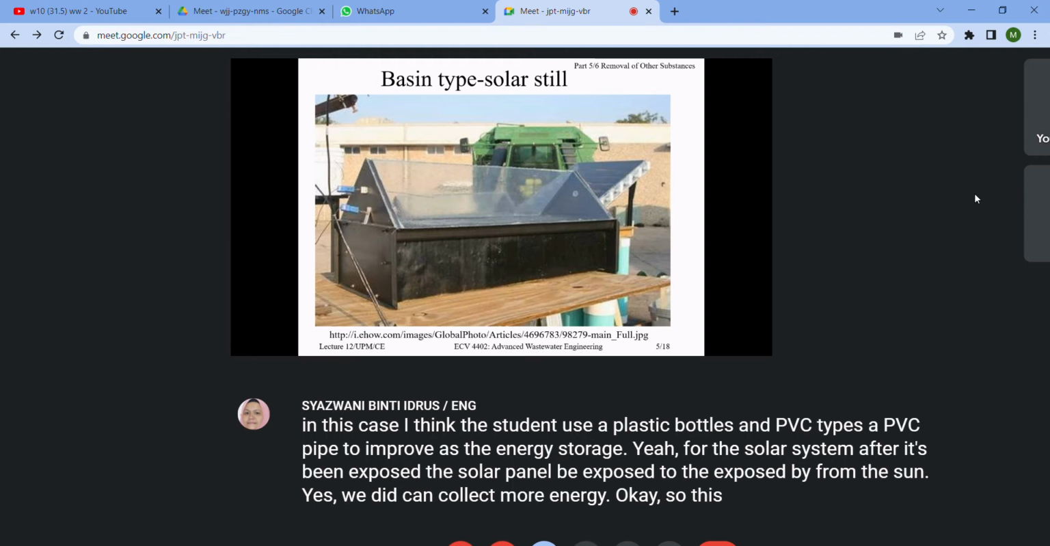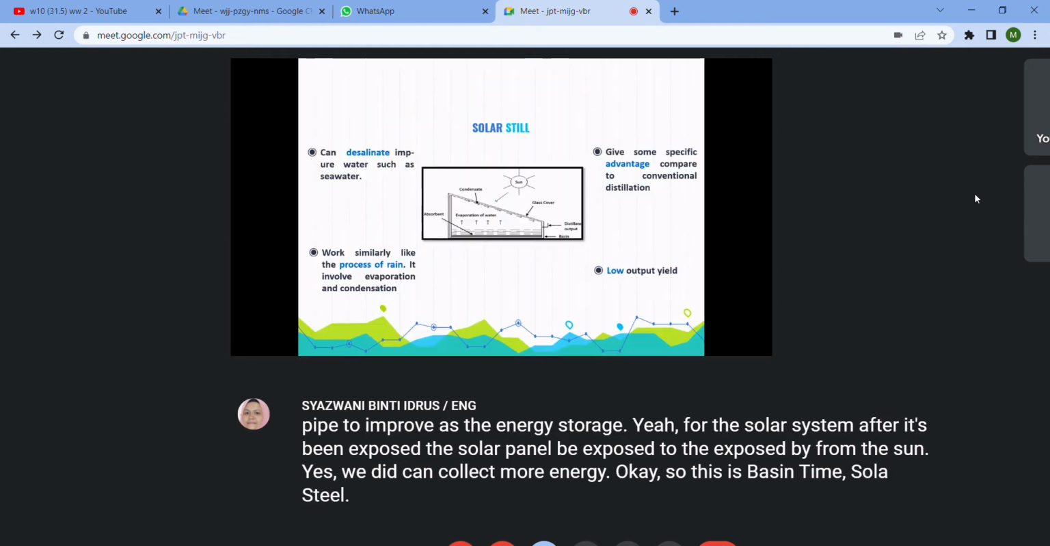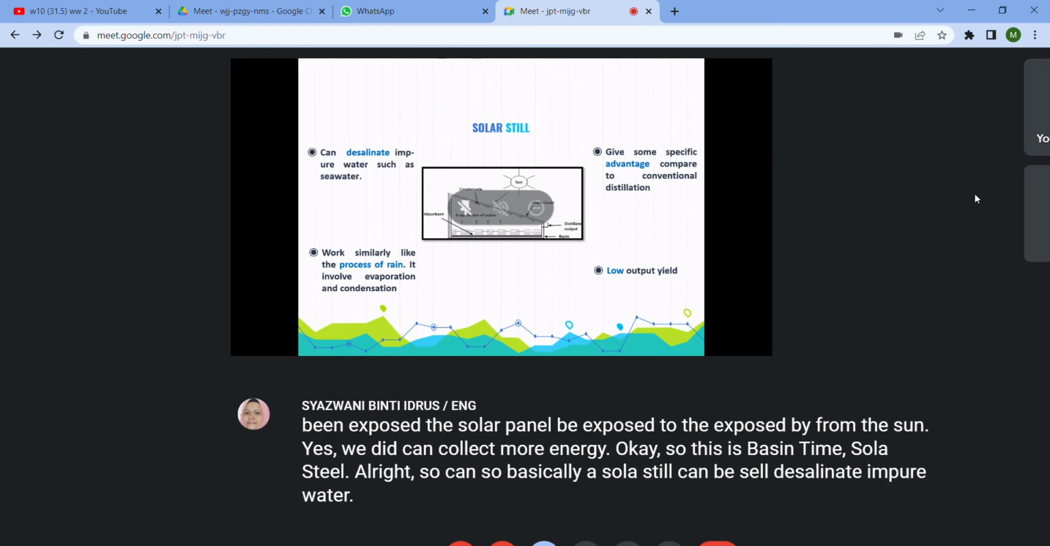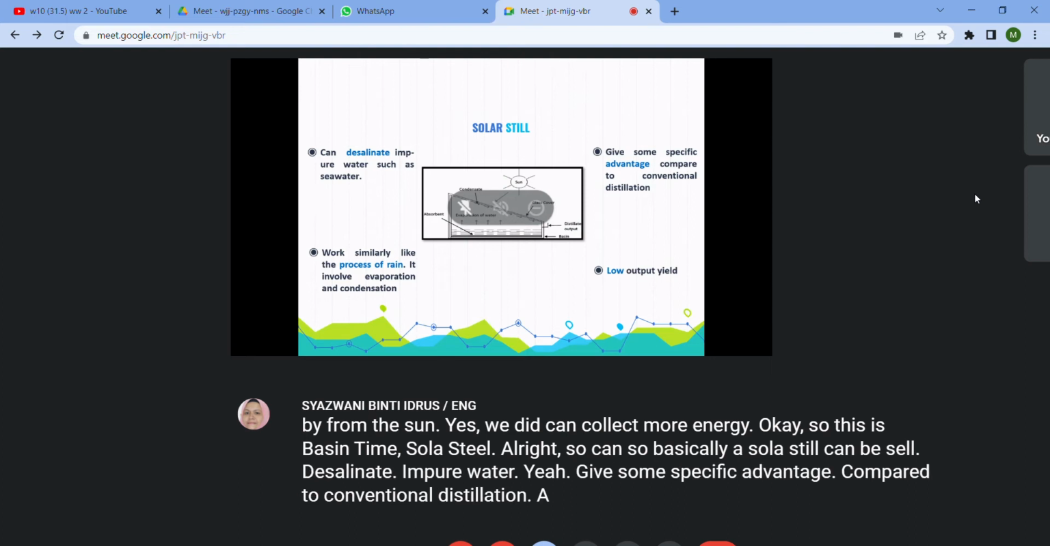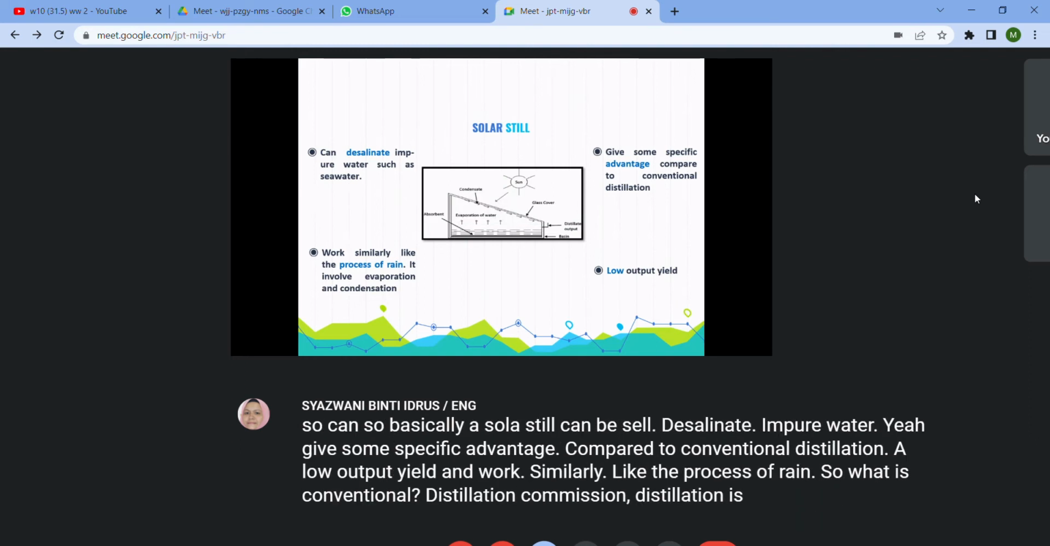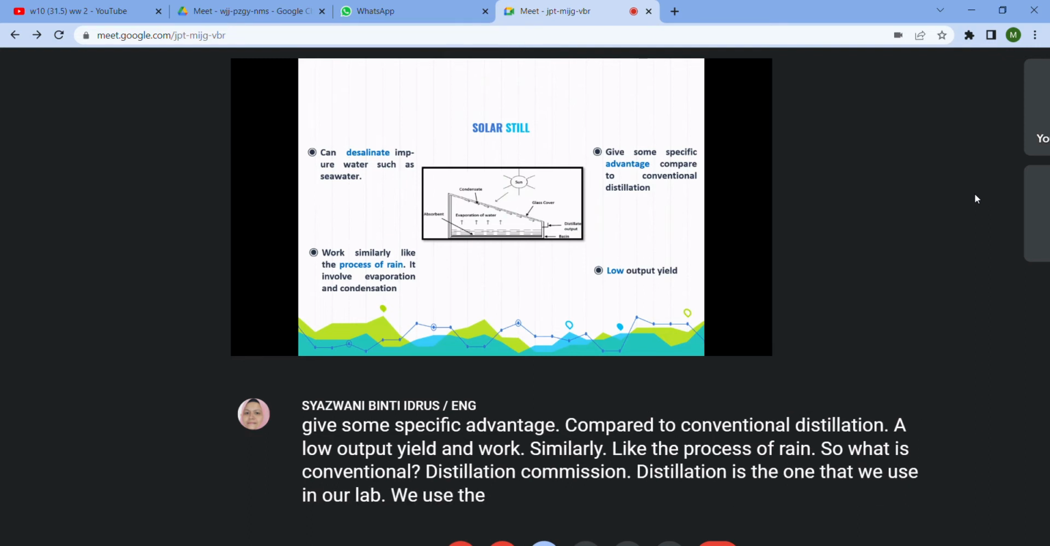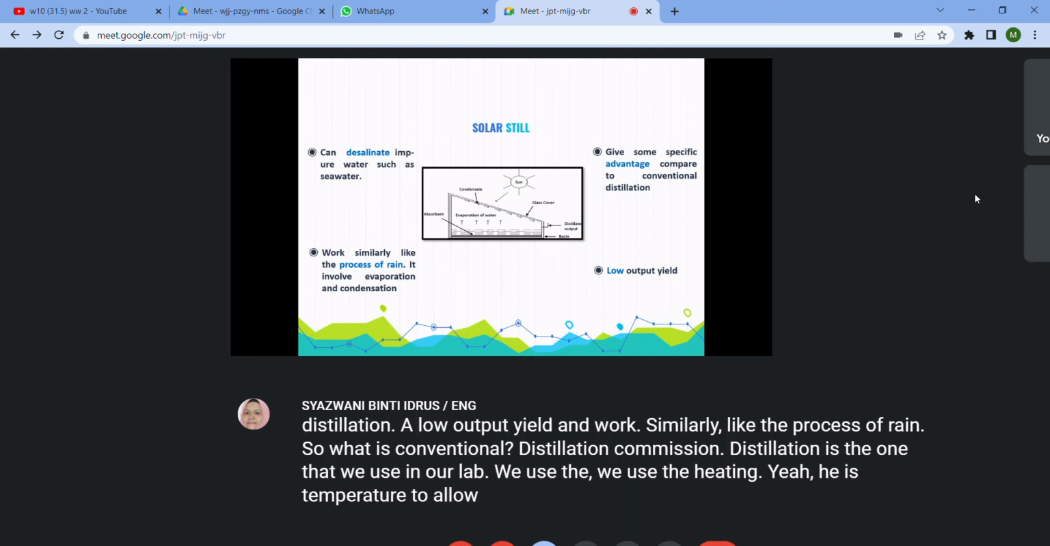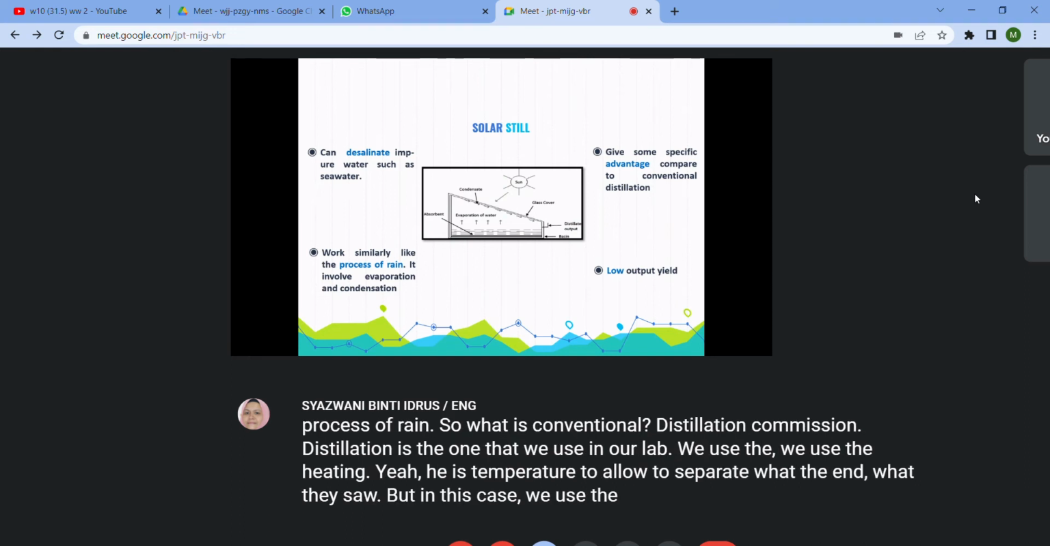Okay, so this is a basin type solar still. Basically, a solar still can desalinate impure water, and gives some specific advantages compared to conventional distillation, despite a low output yield, and works similarly to the process of rain. So what is conventional distillation? Conventional distillation is the one that we use in our lab. We use heating, we use temperature, to separate water and the salt. But in this case, we use solar energy, right?